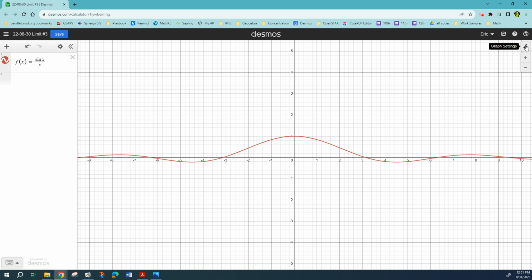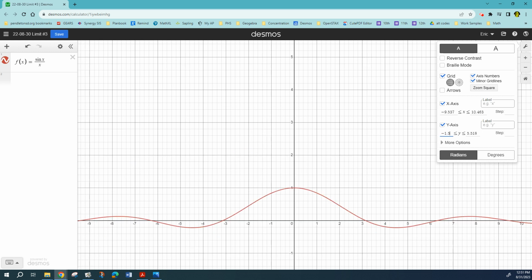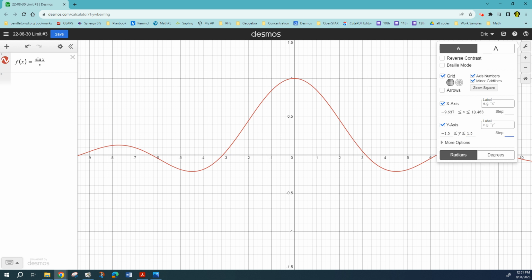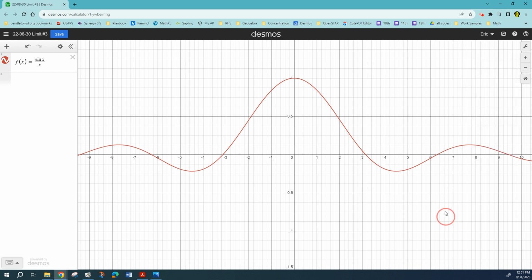So one thing we always want to do is stretch things out so we can see the graph better. Well, this function looks like it's capped at 1, right? So why don't we go over to the graph settings, and on the y-axis, instead of going from negative 5.274 to positive 5 point something, why don't we just go from negative 1.5 to positive 1.5 in steps of 0.5, something like that. That helps, right? Okay, now what?